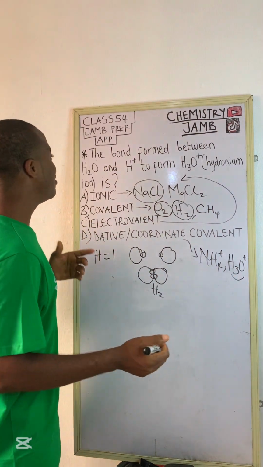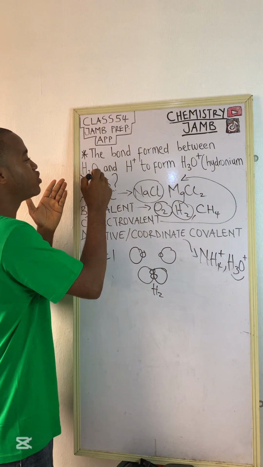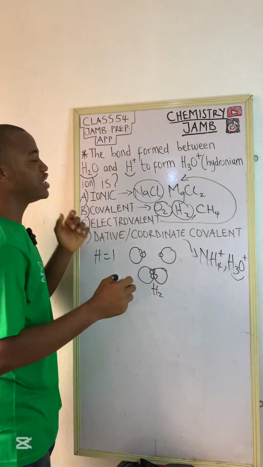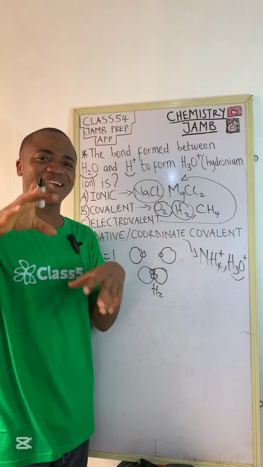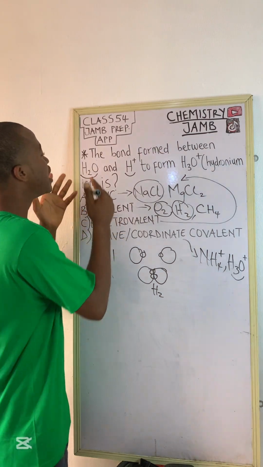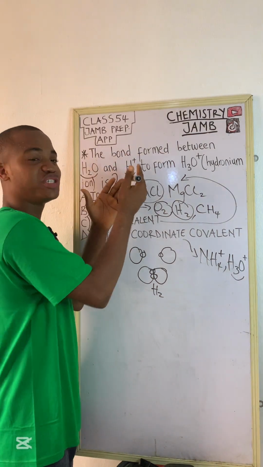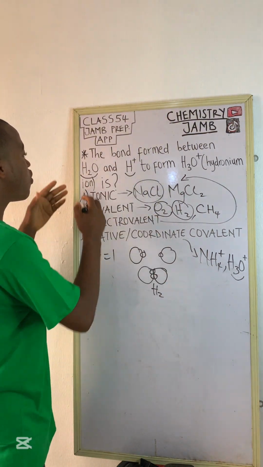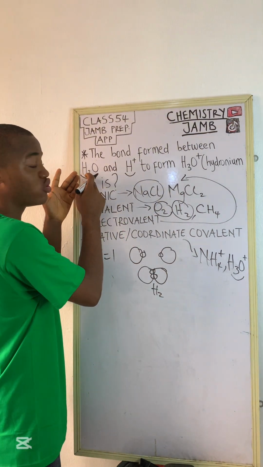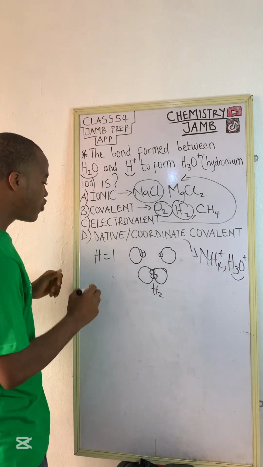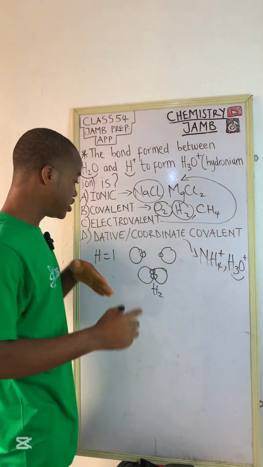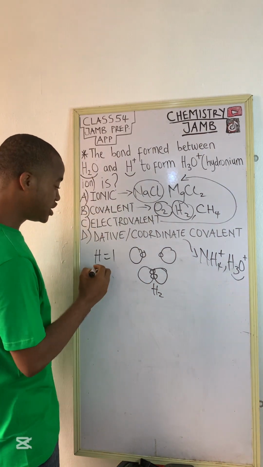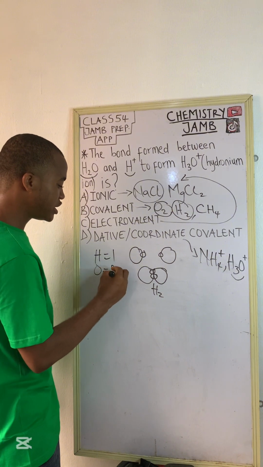Don't forget that the hydronium ion is formed when H2O, which is water, reacts with a hydrogen ion. So now let us try to draw the diagrammatic representation of both H2O and the hydrogen ion showing their electrons. For water, we know water is formed from two hydrogen atoms and one oxygen atom. And we all know that the atomic number of hydrogen is 1. So the atomic number of oxygen is what? The atomic number of oxygen is 8, right?